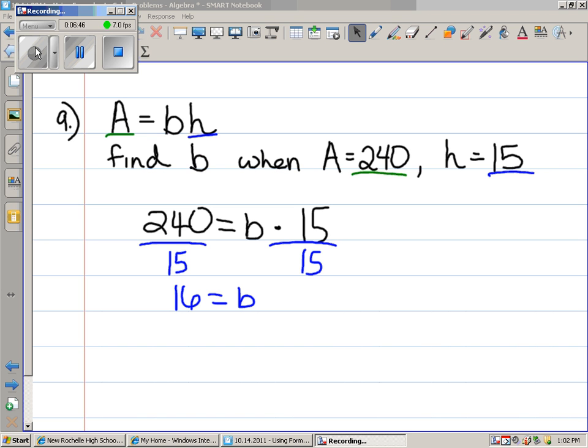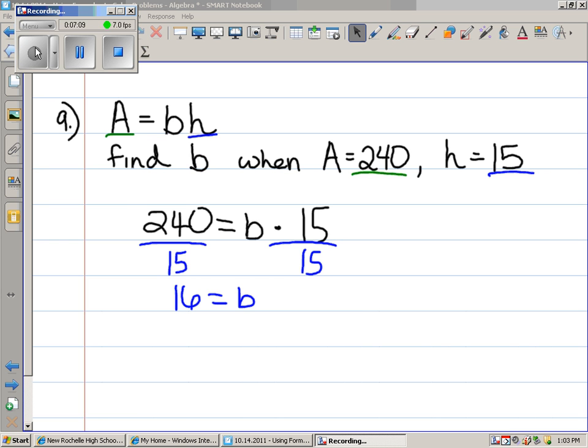Take a look at Selena's work. She plugged it in. When you have two things next to each other like this, what operation is going on? Multiplication. Very nice. So divide both sides by the number, and you get 16. Did anybody get lost? Confusing? A little bit?